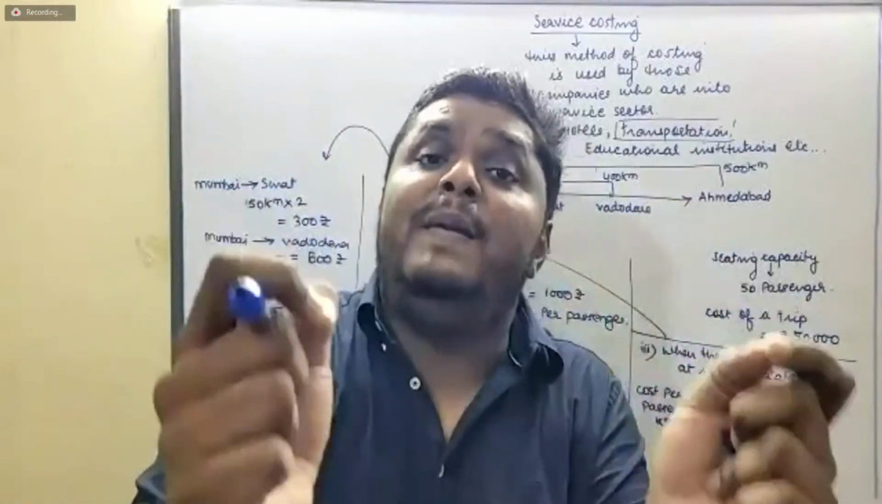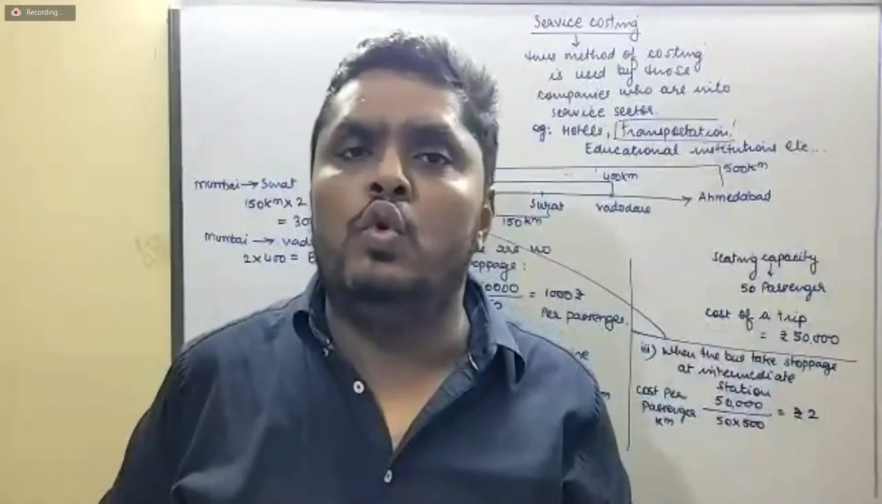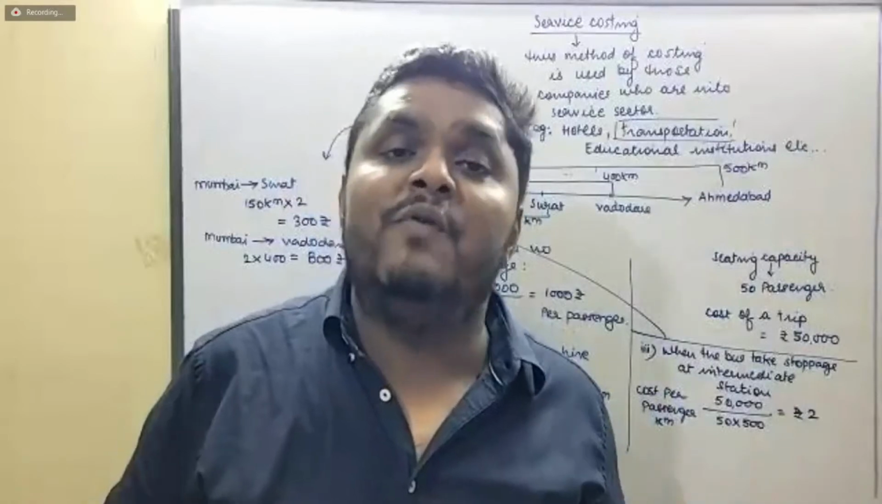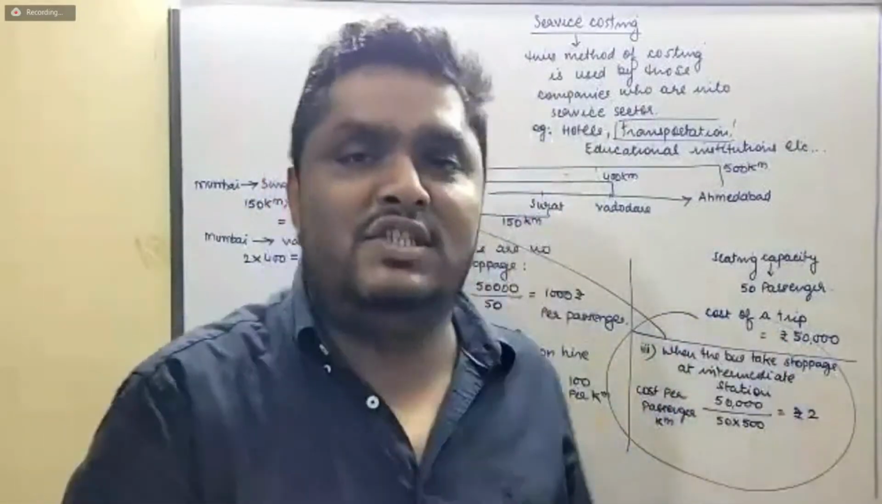Similarly, from Mumbai to Ahmedabad, the distance is 500 kilometers. So the fare per passenger for every kilometer traveled is 2. So 500 into 2, 1000. This is the concept of composite unit. So this concept is widely used in all the industries.